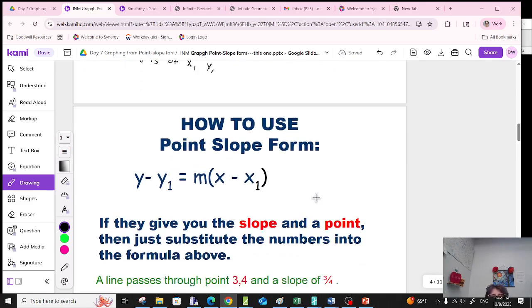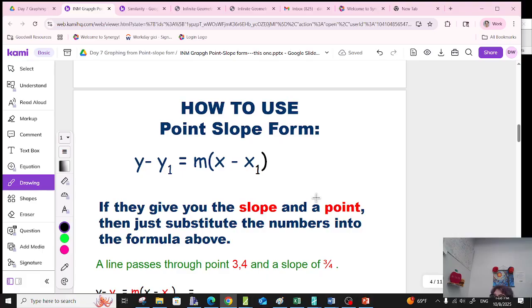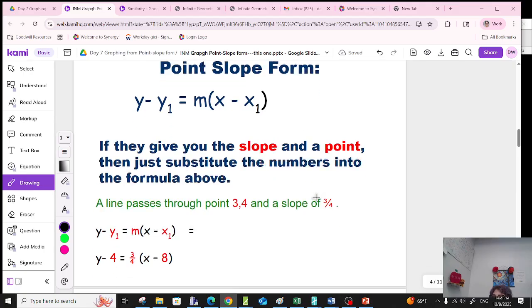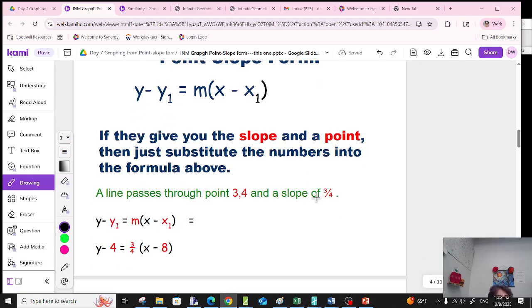And I'm going to show you plenty of examples. So how to use point slope form. If they give you slope and a point, you just substitute the numbers into the formula above. So if I say to you, write the point slope form, given this is a point and this is slope, you would just enter the numbers in. We would mark this one as x1, y1, and slope is m, right? So y1 was 4, so you just plop 4 in. m is 3/4.